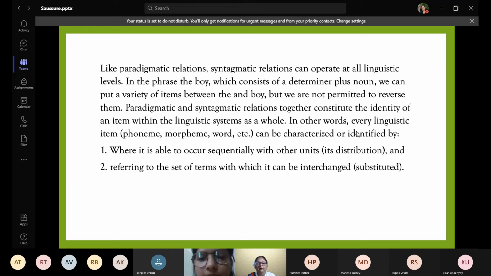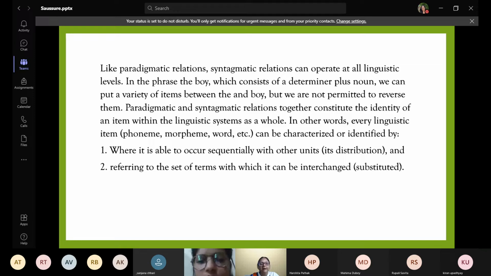So like paradigmatic relations, syntagmatic relations can operate at all linguistic levels. All linguistic levels मतलब words, letters, sentences. In the phrase the boy, अब जैसे हम boy बोलेंगे the boy, है ना, determiner plus noun. We can put a variety of items between the boy, but we are not permitted to reverse them. बॉय के बीच में हम क्या डाल सकते हैं, द टॉल बॉय, द फैट बॉय, द गुड बॉय, द डार्क टॉल बॉय, है ना, तो इसमें कितने भी आप बीच बीच में डाल सकते हैं, लेकिन द के बाद बॉय आएगा, बॉय द से पहले नहीं आएगा.